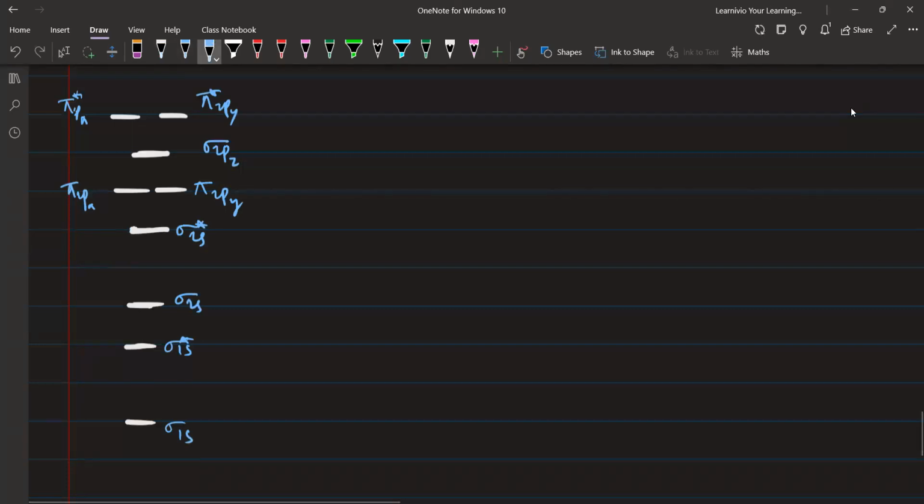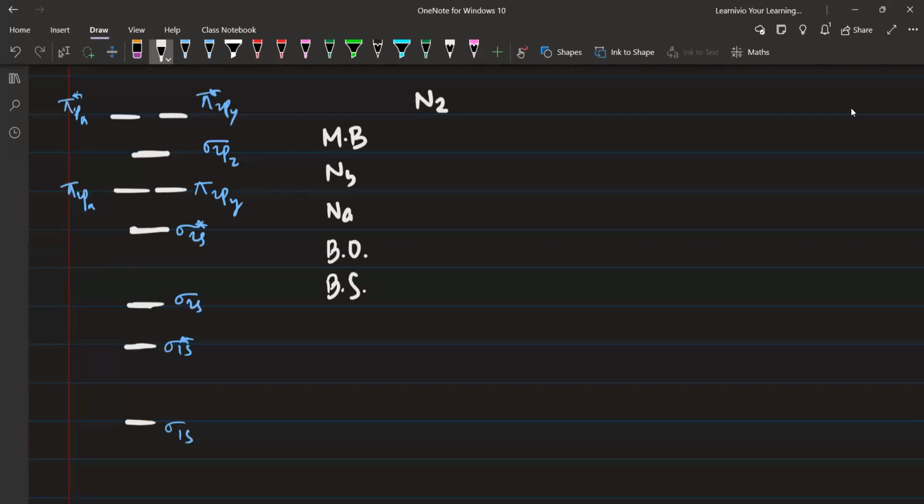So when you are having N2, we are looking at the N2 molecule, right? N2. In N2 we have seen a few things. We will look at first of all magnetic behavior, and then number of bonding, number of anti-bonding, then bond order, then bond strength, then bond energy, and bond length, and existence, whether it will exist or not exist.